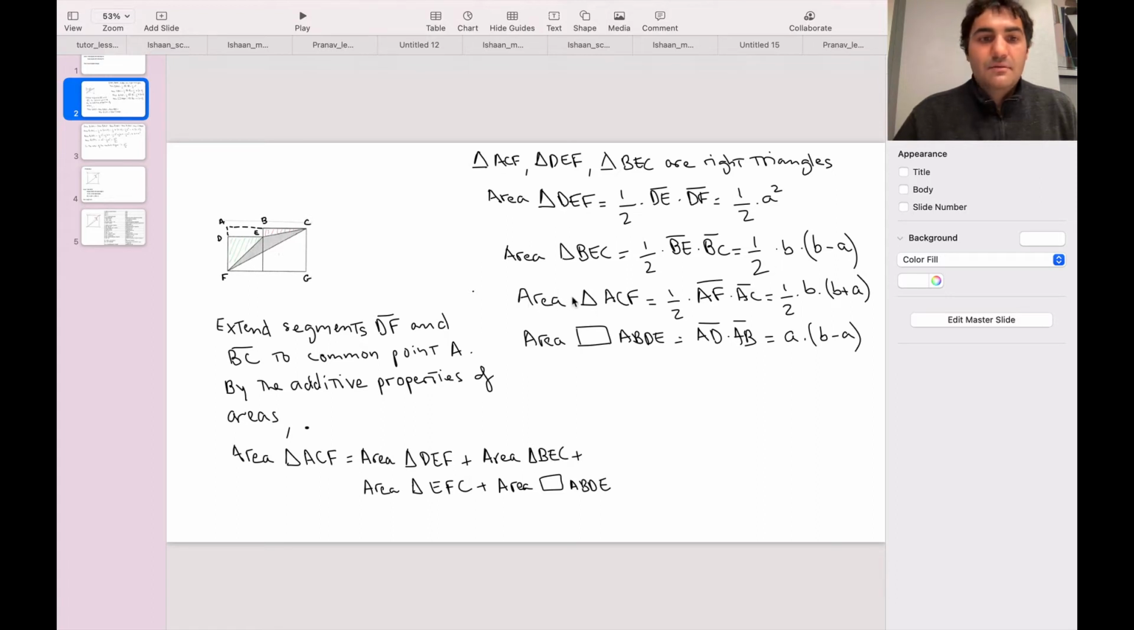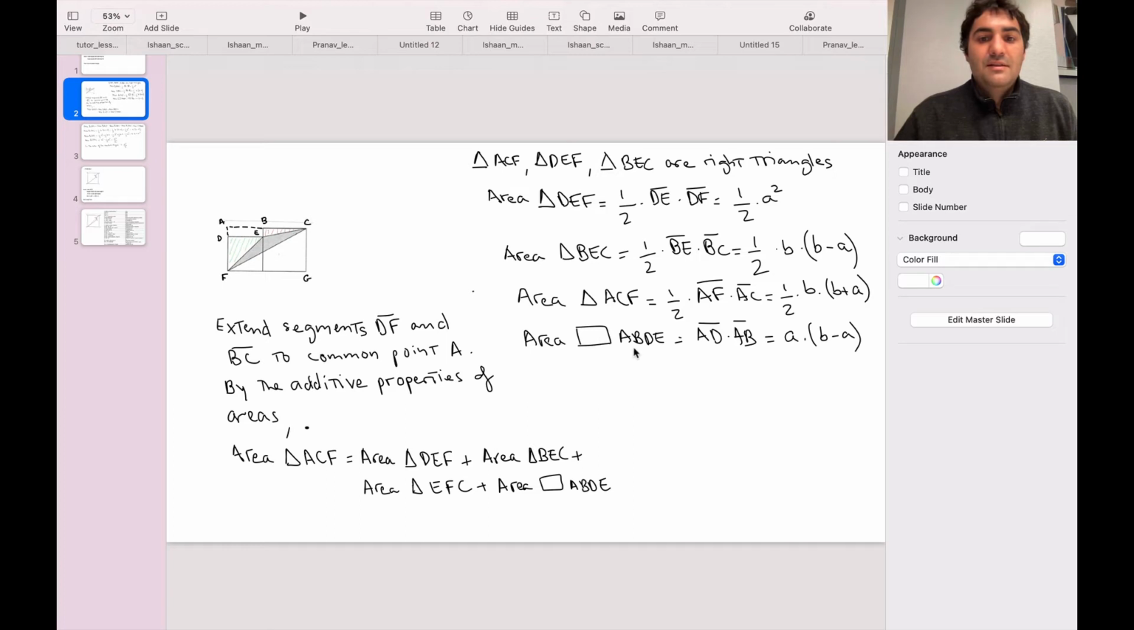The area of triangle ACF, this bigger triangle, is going to be 1/2 times the length of AF times the length of AC. So length of AF is equal to the length of CG, which is B, and the length of AC is going to be equal to A plus B, right? We're adding the length of the smaller square plus the length of the larger square. And so we get 1/2 times B plus A.